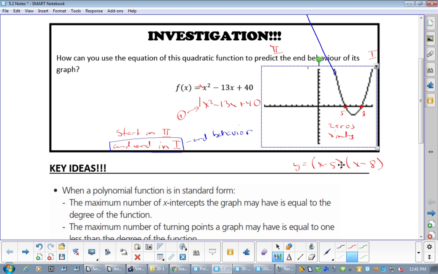Any guesses? If you put these in, it equals 0. Yeah. Foil it out. Very nice. I even got a better way. Use this thing.